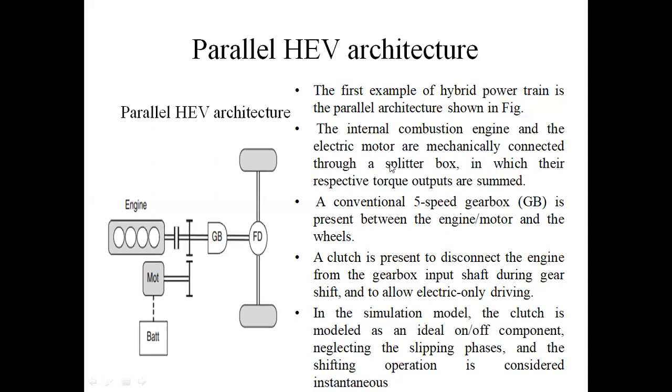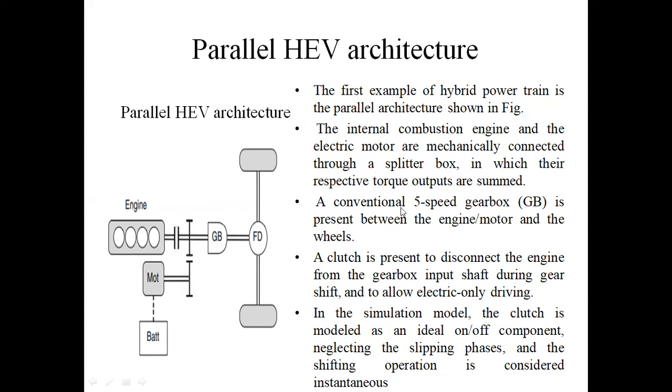This is the power splitter box, in which their respective torque outputs are summed. These two outputs, the engine output and the motor output, are connected here. The torque outputs are connected to this gearbox, and the gearbox output is connected to the fixed differential here.